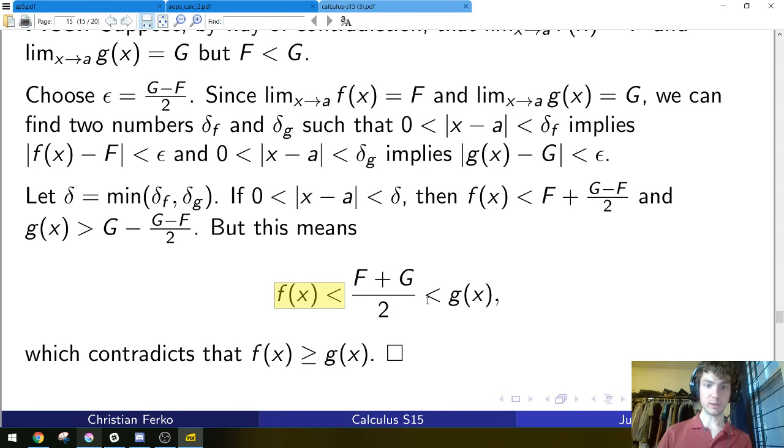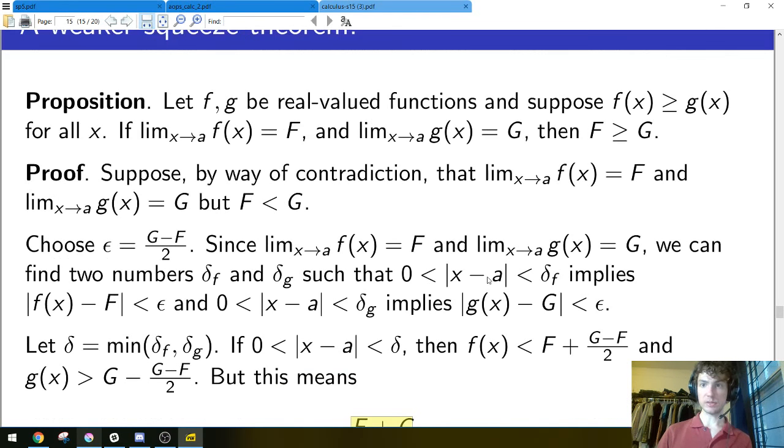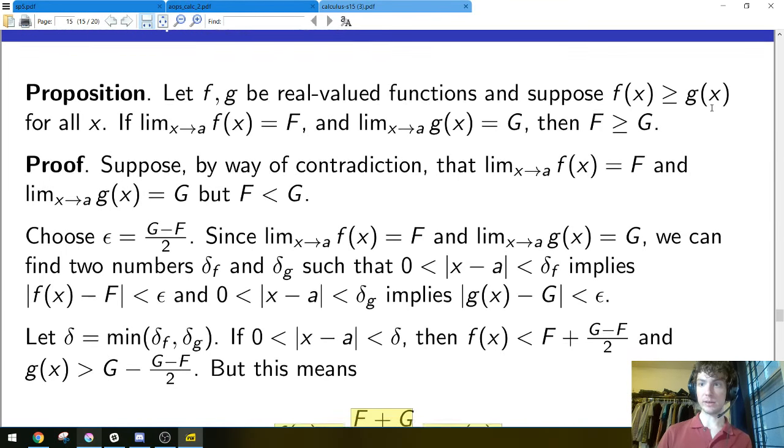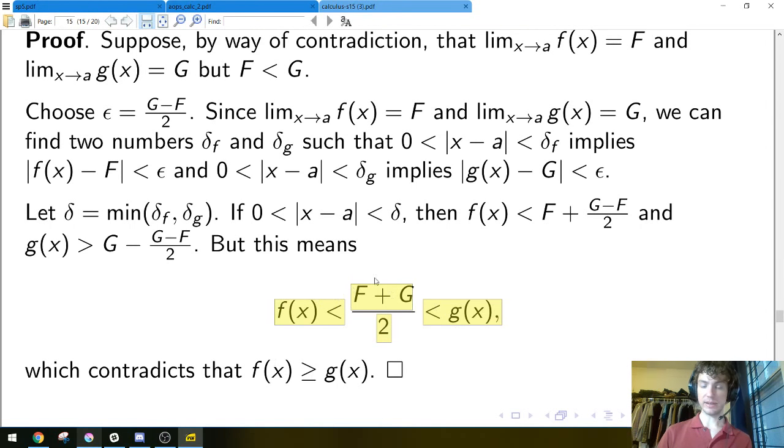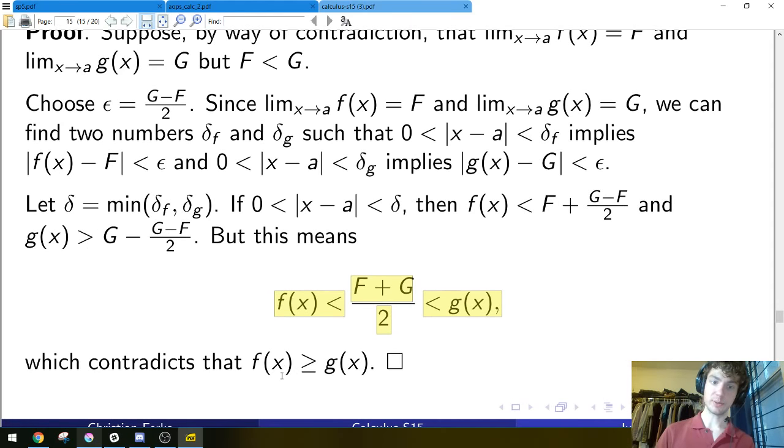And combining those inequalities gives us this thing. F is less than this junk, which is less than g. That's the contradiction, because we assumed that f was always bigger than or equal to g, and by separating them with the epsilon bars, we got the contradiction f is less than g.